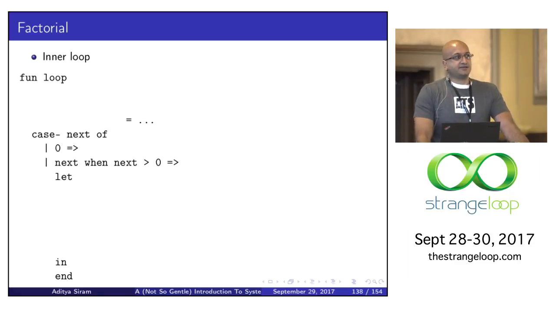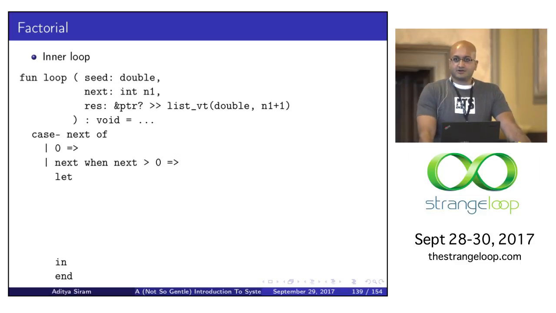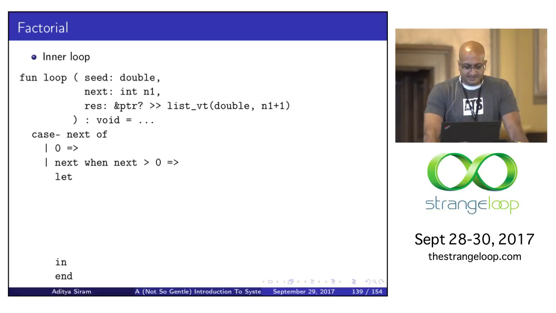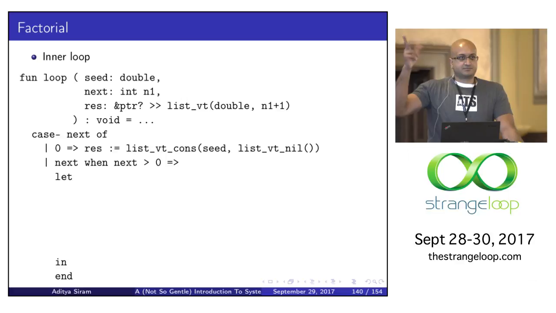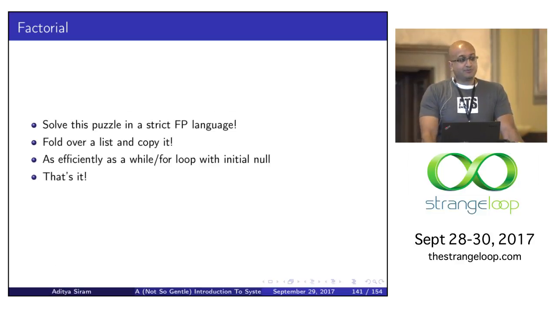So here's the inner body of the loop, which is similarly complicated. And here are the arguments for reference. So we're pattern matching on next. In the case of 0, I'm just setting the result, the stack allocated pointer we passed in, to the seed and nil. So if all we did was pass in 2, it would just multiply 2 times 1 and hand that back in a list. For the next part, I'm going to take a step back and propose a puzzle.